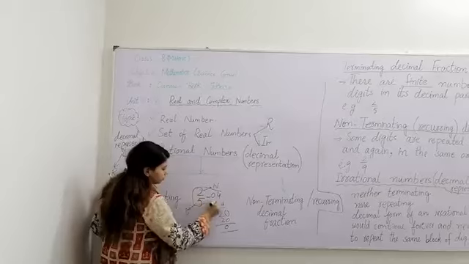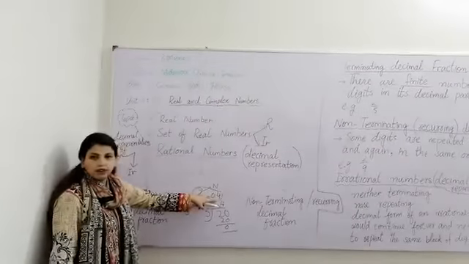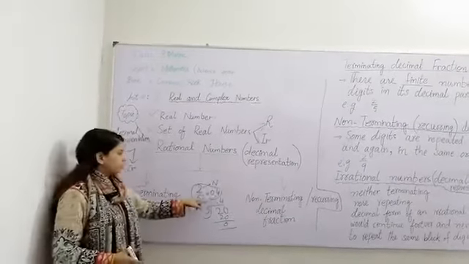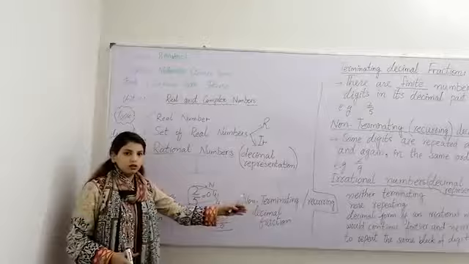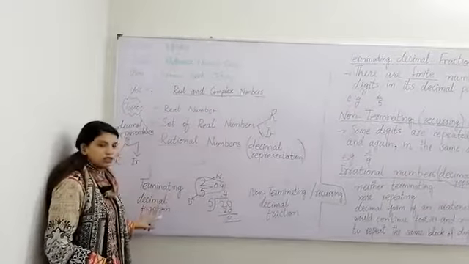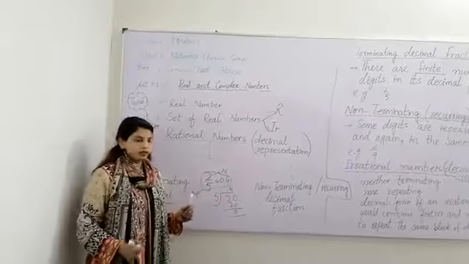Is it clear, students? 2 over 5 has a finite number of values. These values are not repeating, and there is no longer run of values after the decimal point. So all these fractions, in which we have a finite number of values, are called terminating decimal fractions.